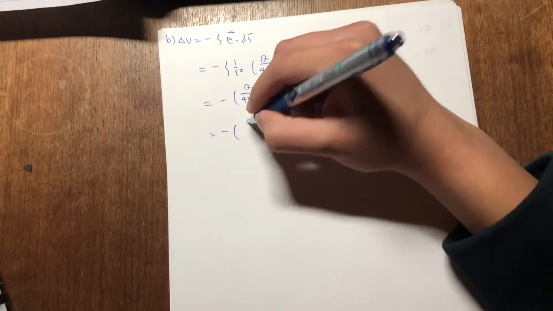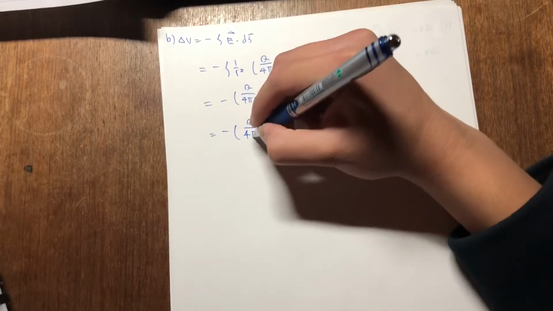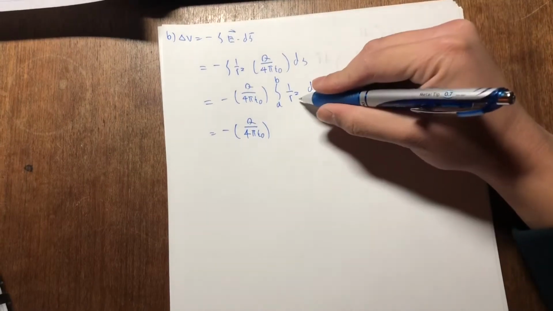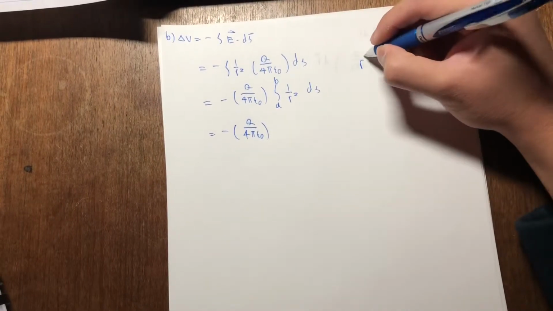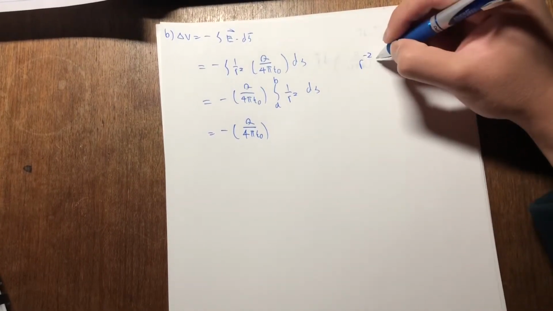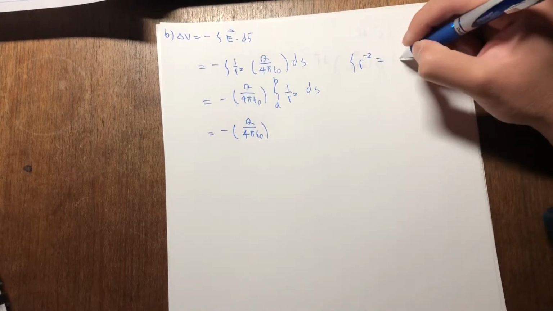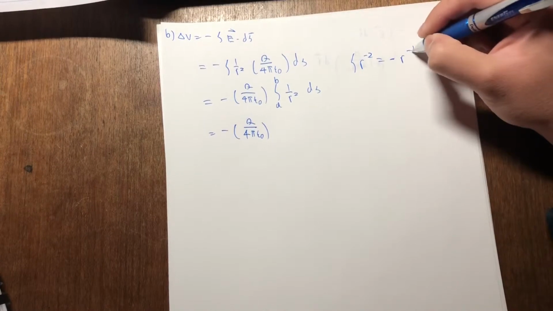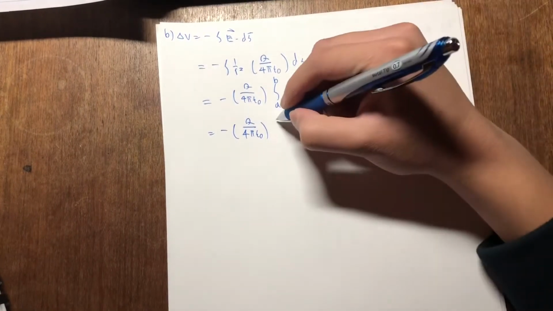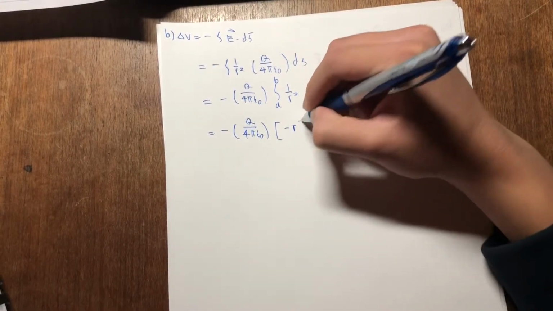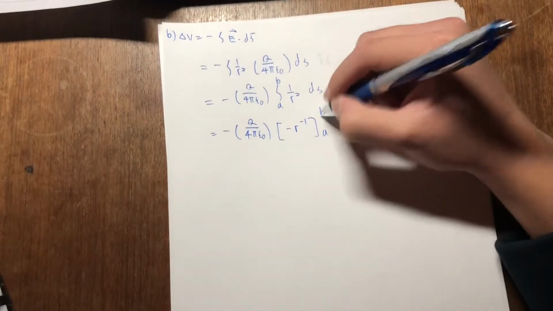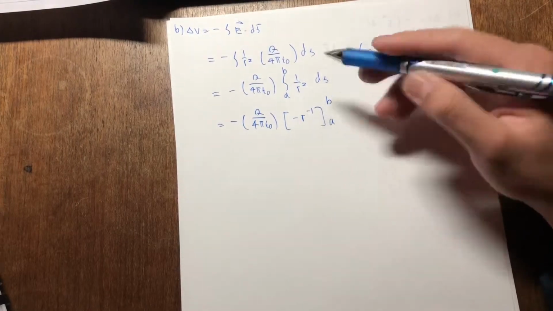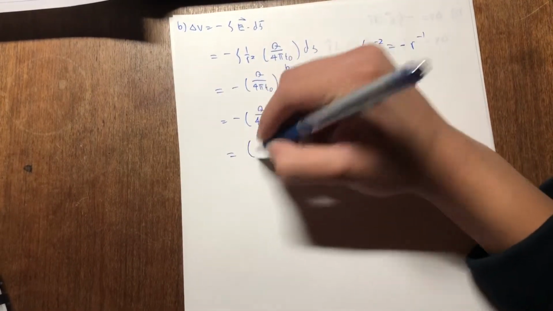To do that, you can rewrite 1 over r squared as r to the power of negative 2. And the antiderivative of that would be plus 1 to the exponent, and you add a negative here. If you take the derivative, it matches out just right. And then you write your limits of integration. That works out fine. And now all you've got to do is plug in b and a and start solving this.